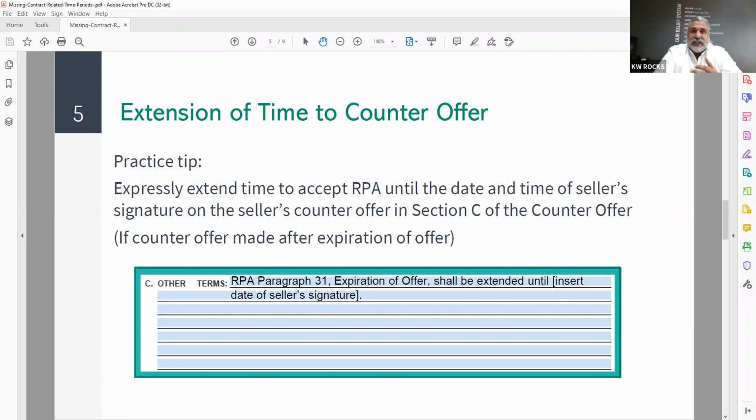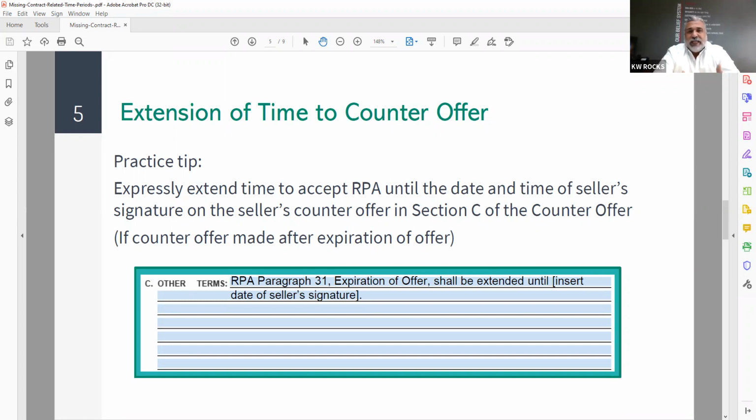So you can use an addendum or you can use a counteroffer to extend the time frame. Express the time to accept the RPA as the date and time of the seller's signature on the seller's counteroffer in section C of the counteroffer if the counteroffer is made after expiration. So for example, folks, if you do happen to come across an expired offer, let's just say, for example, the seller last minute says, hey, the seller had to leave in an emergency. Unfortunately, what we thought we were going to review offers tonight will not happen.